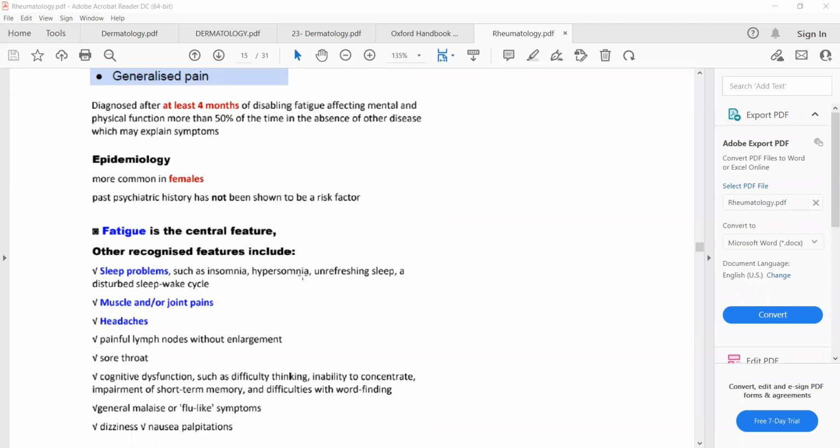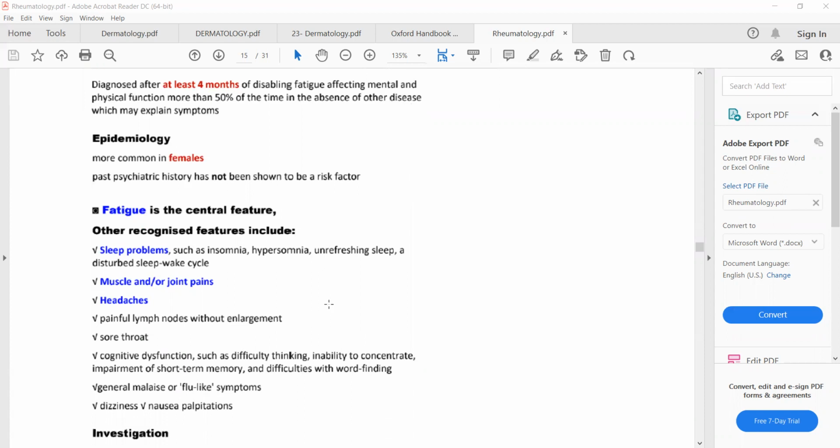The other point that you need to remember that is specific for chronic fatigue syndrome is that normally there will be a history of flu-like symptoms, after which the person will develop chronic fatigue syndrome. So if someone develops fatigue and cognitive dysfunction after a history of upper respiratory tract infection or flu-like symptoms, and the main presenting complaint is chronic fatigue, due to which the person develops cognitive and mental dysfunction and insomnia, etc., then your diagnosis will be chronic fatigue syndrome.